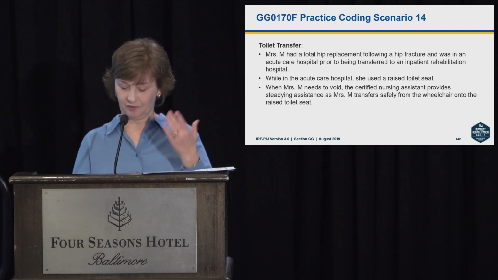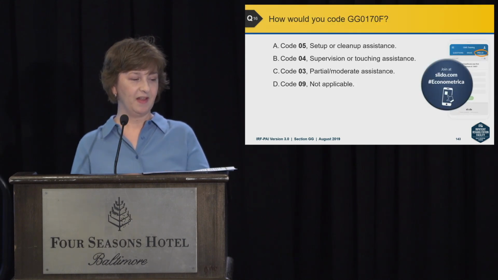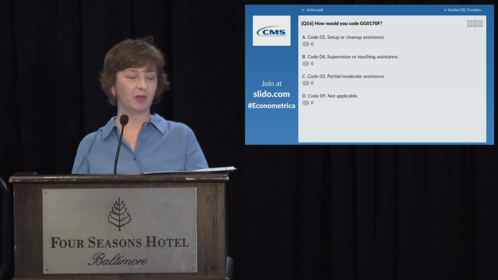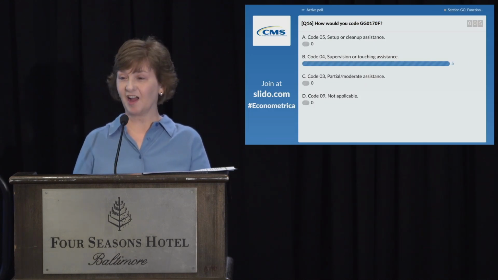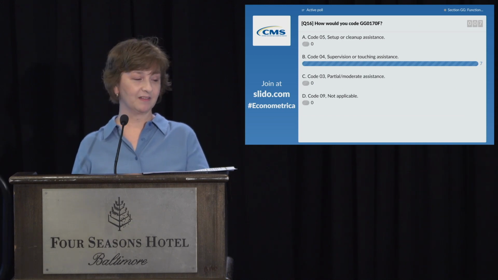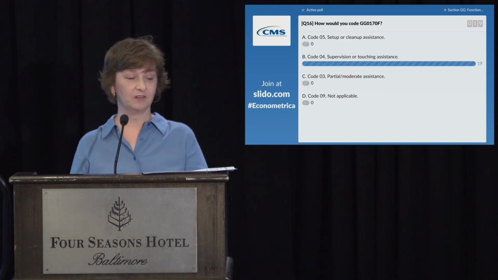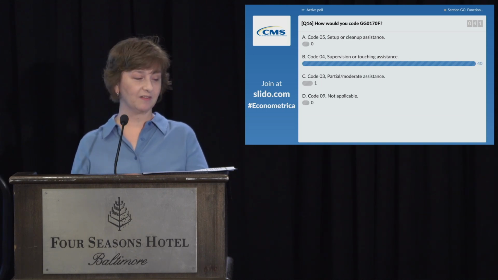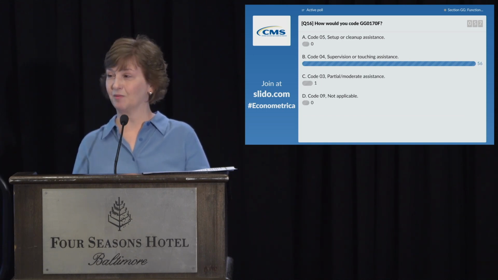So I will let you think through the decision tree on this one. And again, if you want to look at the handout to look at the example a little bit more, the options for coding this activity are 05, setup cleanup assistance, 04, supervision or touching assistance, 03, partial moderate assistance, 09, not applicable.